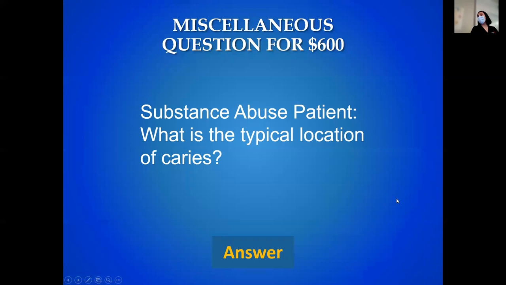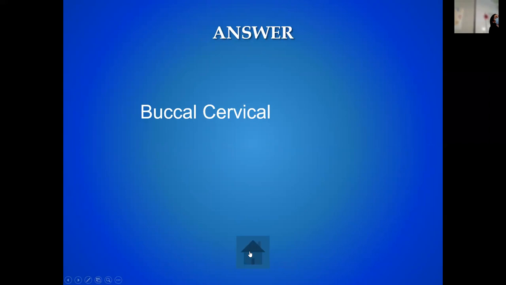Okay, substance abuse patient, what is a typical location for caries? Somebody has been misusing a substance, where might we see some caries? Occlusal, any other guess? The gingival margin. I think that's more where we might be. The buccal cervical. So a lot of times they're thinking of the meth mouth, where if they drink a lot of soda or something, it's just like baby bottle caries, it kind of rests around the cervicular fluid, just hangs out around the cervical portion.